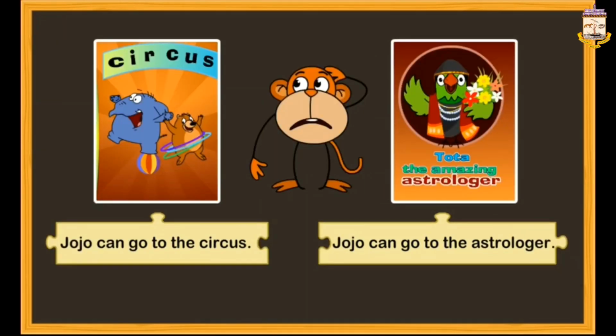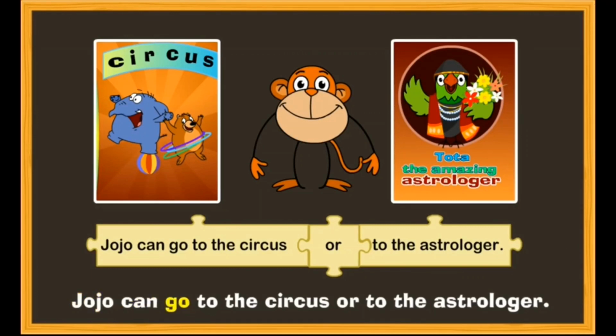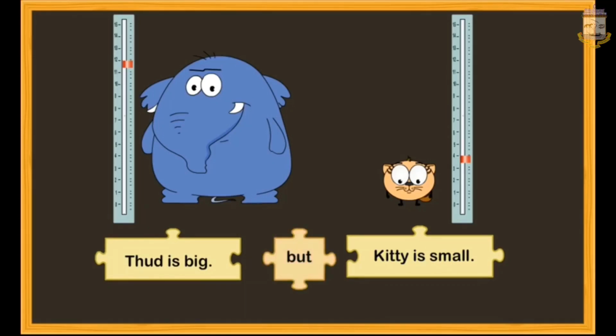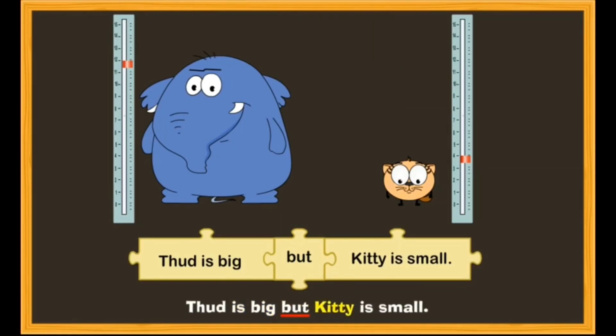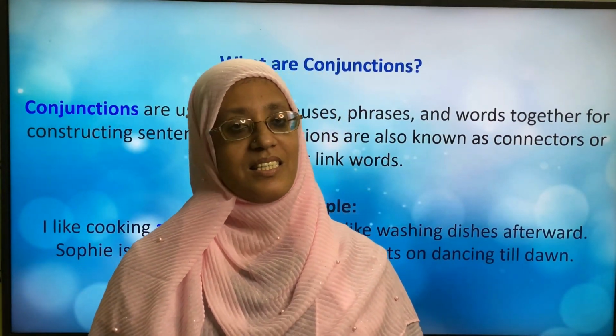How about another example? Jojo can go to the circus. Jojo can go to the astrologer. You can use the conjunction or to join the two sentences. Jojo can go to the circus or to the astrologer. Let's take another example. Thud is big. Kitty is small. You can join the sentences using the conjunction but. Thud is big, but Kitty is small. So there you go. Hope it was a useful intro for what conjunctions are.